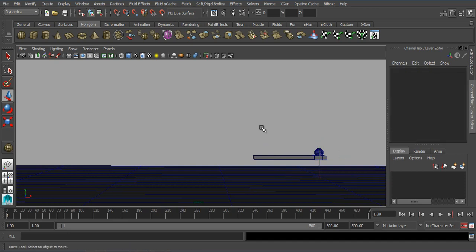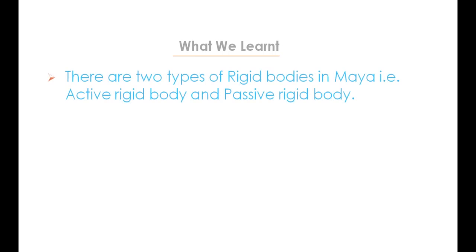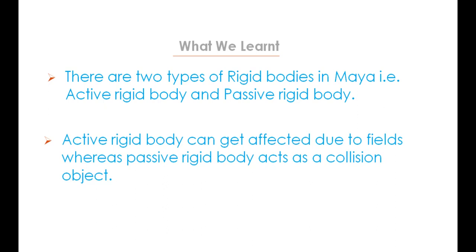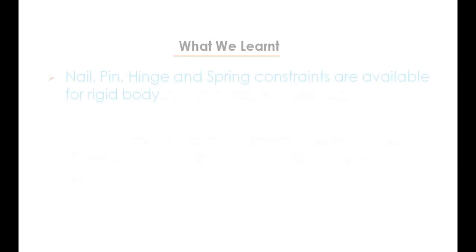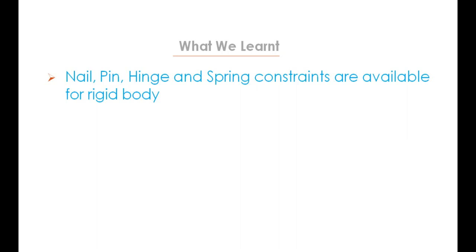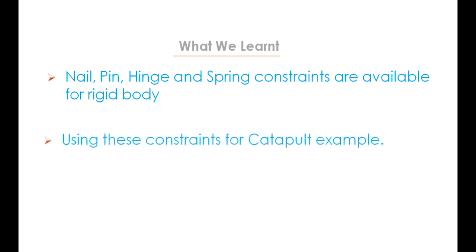So let us see what we have learned in this video. We have seen that there are two types of rigid bodies in Maya, that is active rigid body and passive rigid body. We have seen that active rigid body can get affected due to fields, whereas passive rigid body acts as a collision object. We have also seen that there are nail, pin, hinge and spring constraints which are available for rigid body. We have also seen how we can use it to create a catapult example.